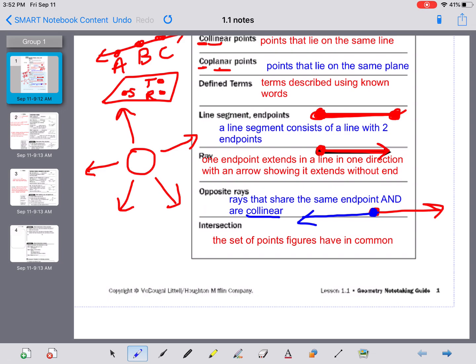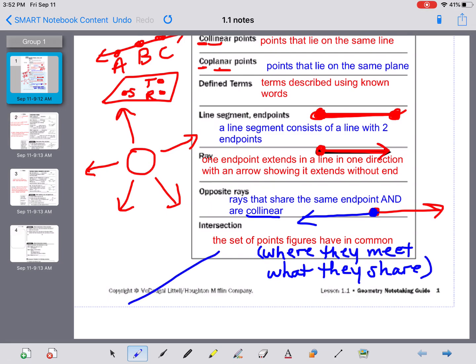And the last word here is an intersection, the set of points figures have in common. So where they meet, what they share, okay? That's an intersection. And again, sometimes you can think of just 2 roads. When they meet, that's an intersection, right? And we can intersect in points and such. We'll cover this more on that last page.